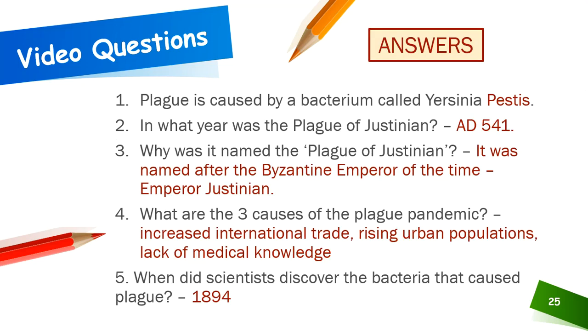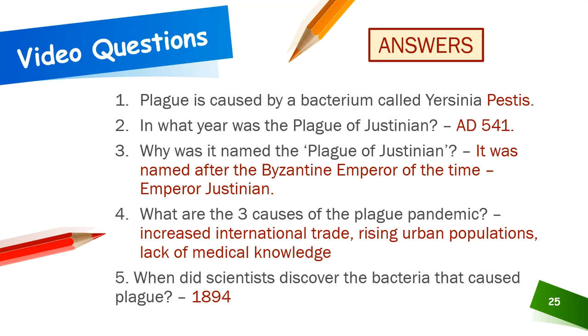Welcome back. Here are the answers to our video questions. 1. Plague is caused by a bacterium called Yersinia pestis. 2. In what year was the plague of Justinian? The answer is AD 541. 3. Why was it named the plague of Justinian? It was named after the Byzantine emperor of the time, Emperor Justinian.